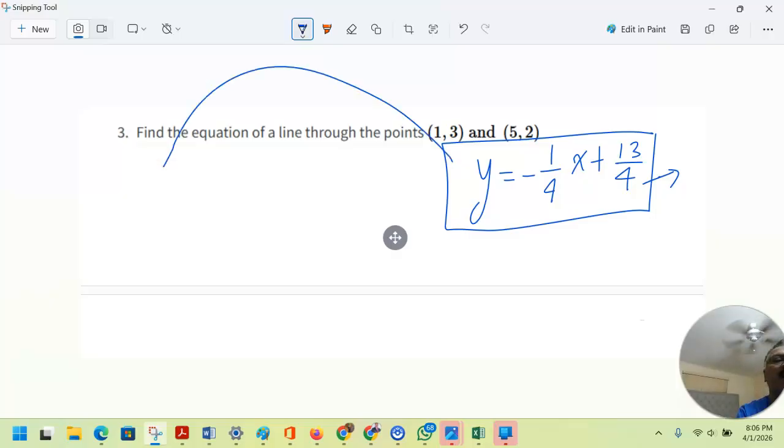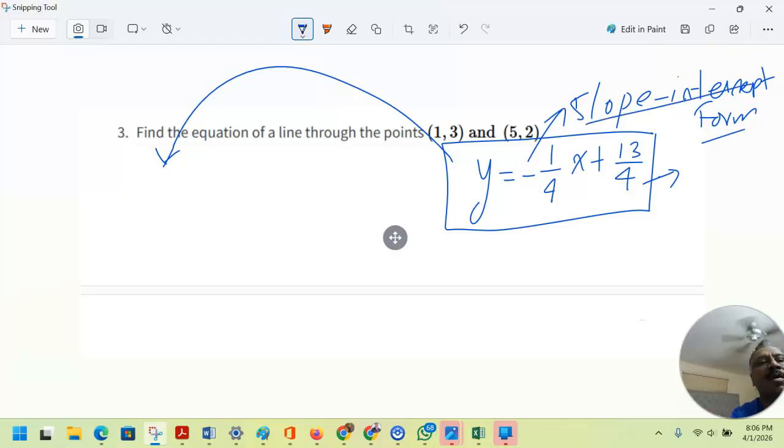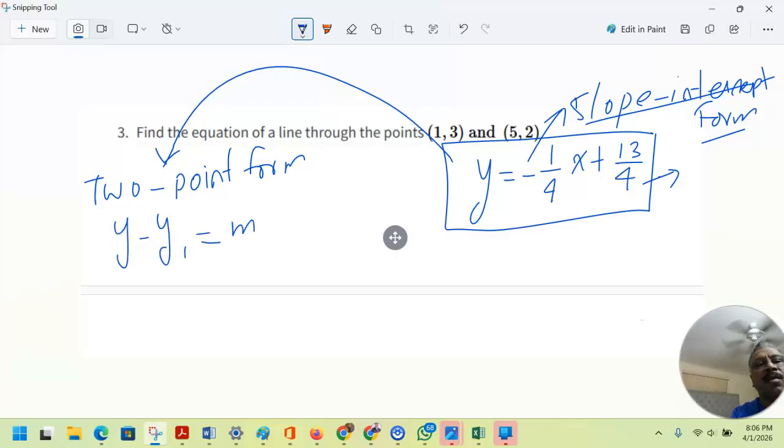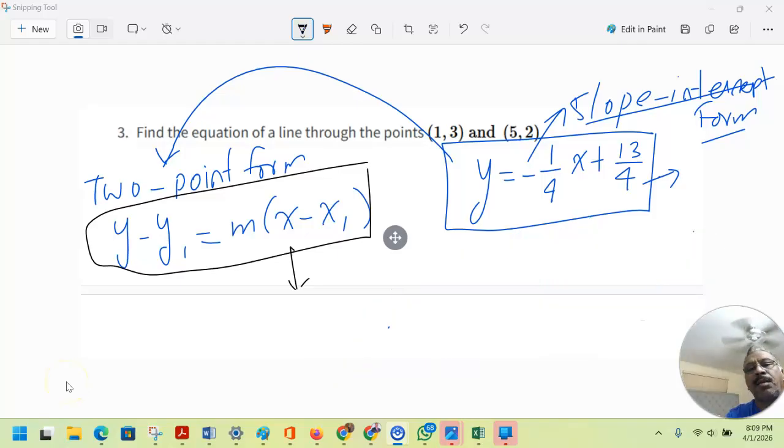Now some of you may say, remember last time, this equation is called slope-intercept form. Okay. There is another equation called point-slope form. Now what is it? You write y minus y1 equals the slope times x minus x1. So this is another equation, which is called point-slope form. The question is, where did this come from?